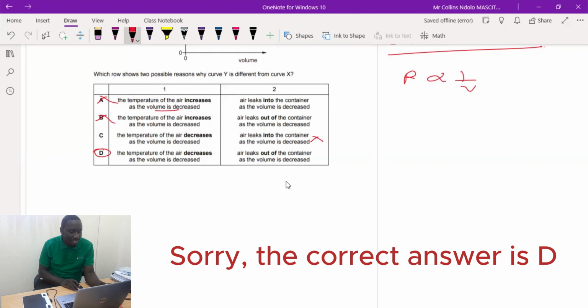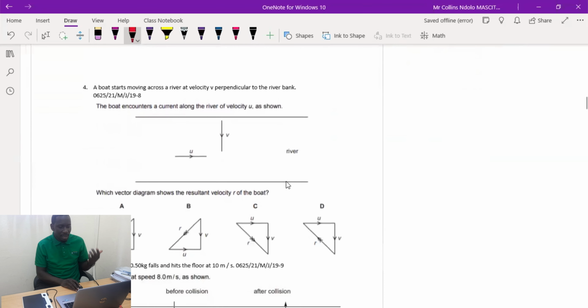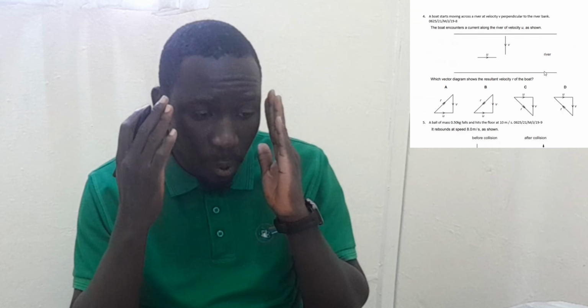When air leaks out, that means we are going to have fewer particles colliding with the walls of the container. So the frequency will decrease, and that means pressure will decrease. Question number 4 seems to be very easy. I know it is very easy, but then why is it always a challenge when dealing with vectors? I think probably we are not that patient, or we don't want to look at vectors practically.